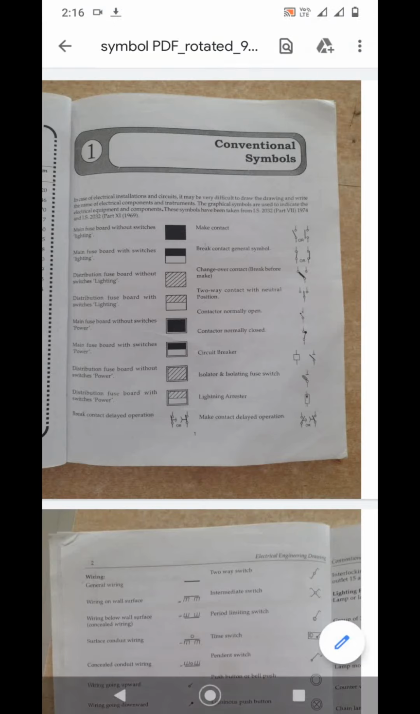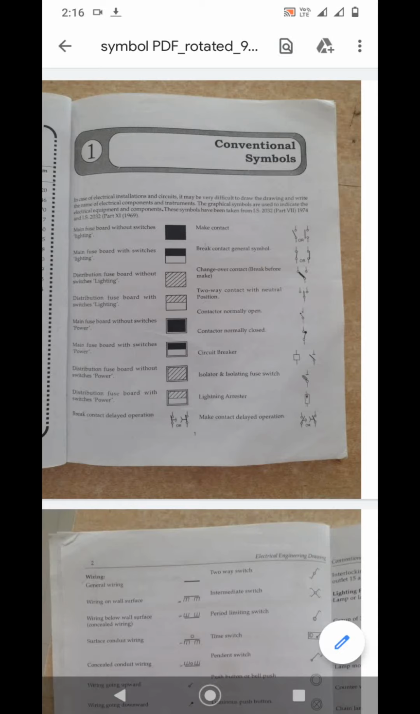In case of electrical installation and circuit, it may be very difficult to draw the drawing and write the name of electrical components and instruments. Thus, graphical symbols are used to indicate the electrical equipment and components.